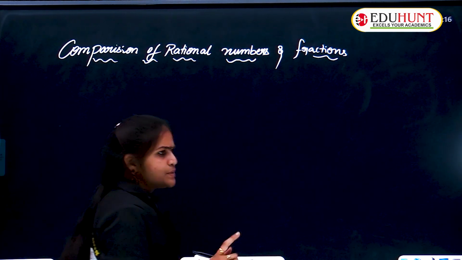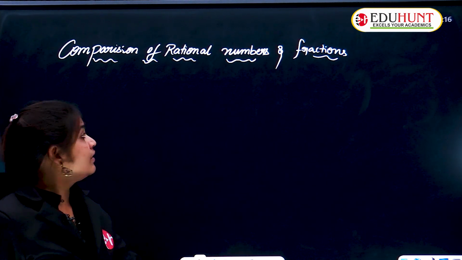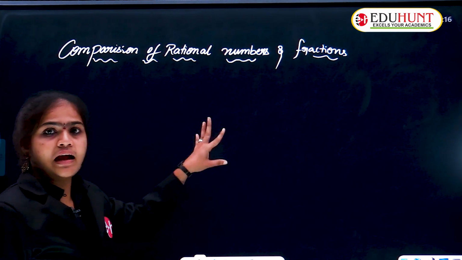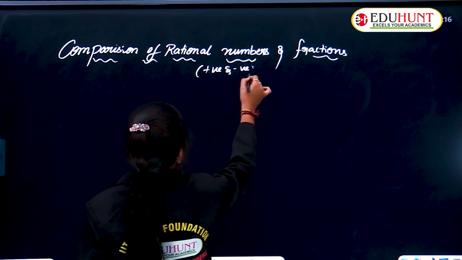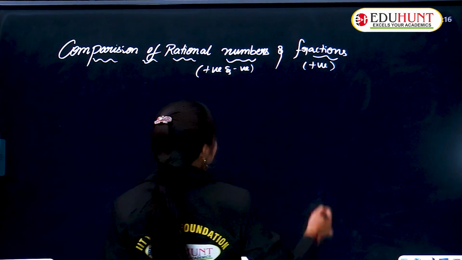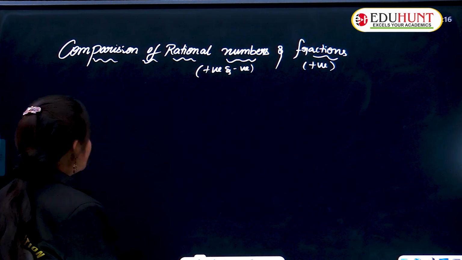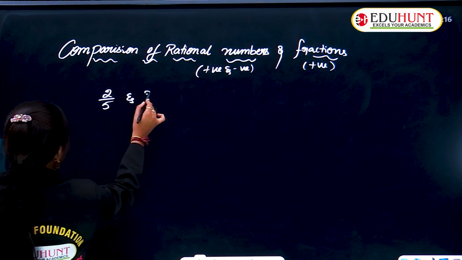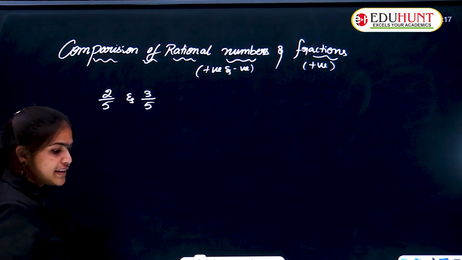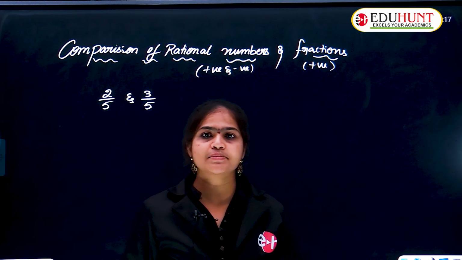Okay, fractions means positive, we will take, and here rational numbers means positive and negative also. Fractions means positive. Now see that, for example 2 by 5 and 3 by 5. Compare these two numbers, which one is greater, which one is smaller.